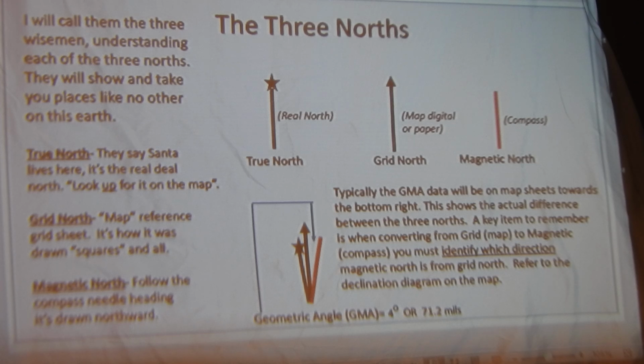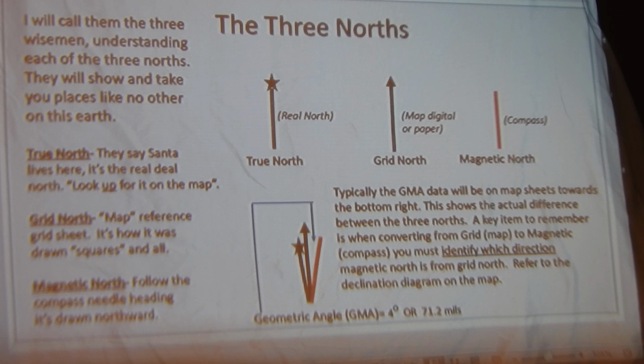The first North we have is what we call the true North. They say Santa lives here. It's the real deal North. Look up for it on the map. On the globe, it's up towards the very top, and we'll show you an image of what I'm talking about. The next North is probably the most difficult North, what's called Grid North.